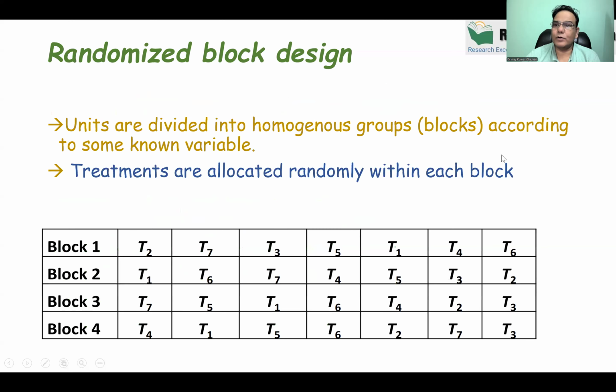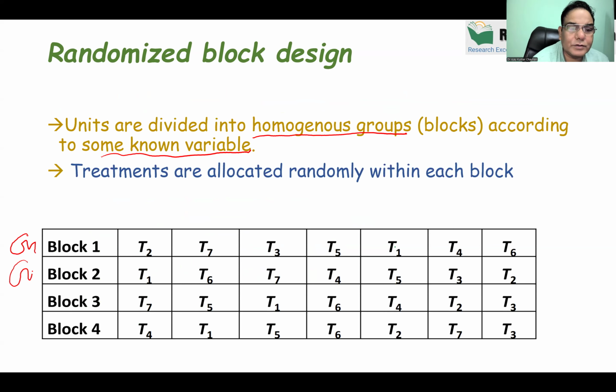Randomized block design: units are divided into homogeneous groups, like male, female, married, unmarried, according to some known variable. The known variable, in most cases, is a demographic variable. Then treatments are allocated randomly within each block. For example, this is group 1, this is group 2, this is group 3, and this is group 4.